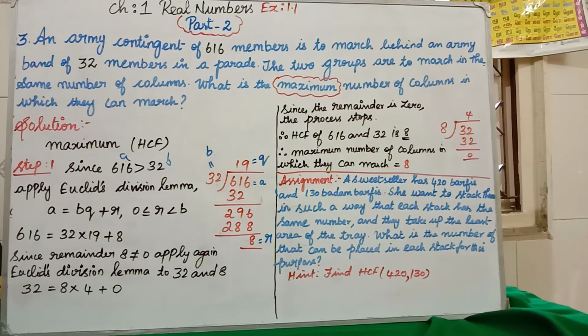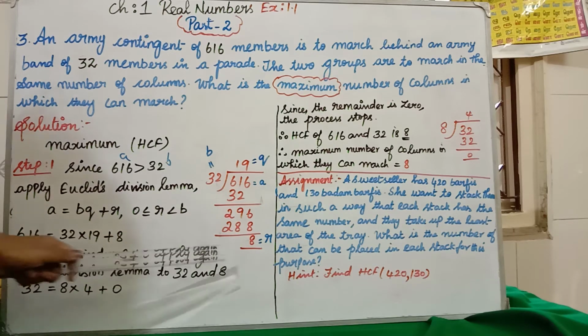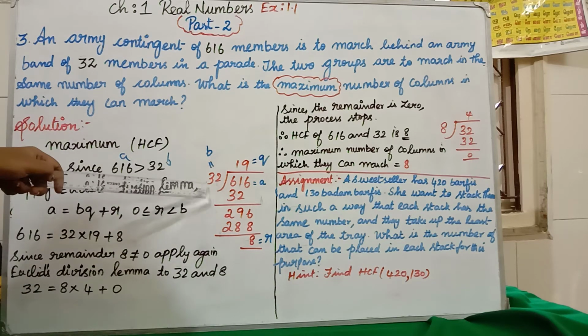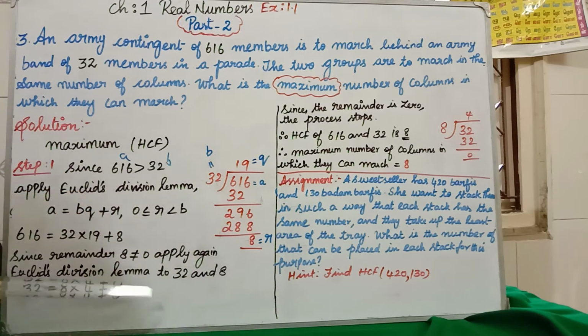To find the HCF, if the remainder is not 0, what do we have to do? Again we have to apply Euclid's division lemma to this divisor and this remainder. Since the remainder 8 is not equal to 0, we apply Euclid's division lemma again to the divisor and the remainder. The divisor is 32 and the remainder is 8.